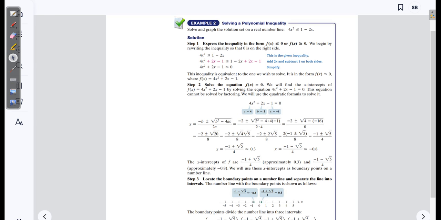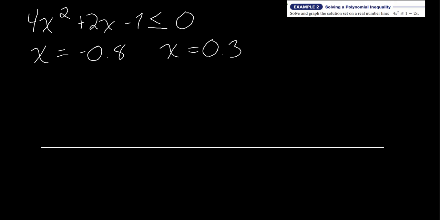So let's go ahead and put that up here. So we've got x equal to negative 0.8, x is equal to 0.3. And again, this is just the quadratic formula, something that you have seen before, something we've covered in this class. All right, so from here, we're going to create a number line. And again, it's not imperative, and maybe this example might really show you what I mean.